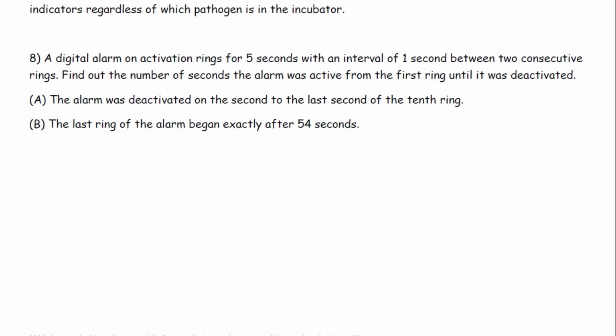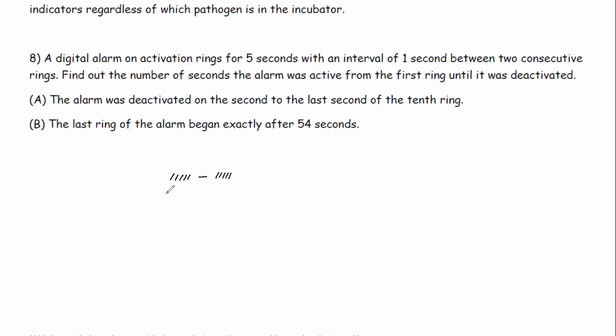Eighth one. A digital alarm on activation rings for 5 seconds, with an interval of 1 second between two consecutive rings. So there's an alarm which rings for 5 seconds, then there's an interval of 1 second, and then again it rings for 5 seconds. Find out the number of seconds the alarm was active from the first ring until it was deactivated.